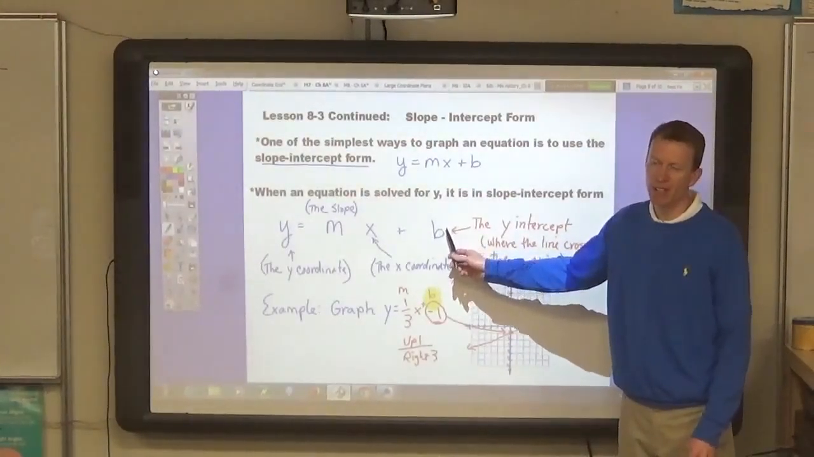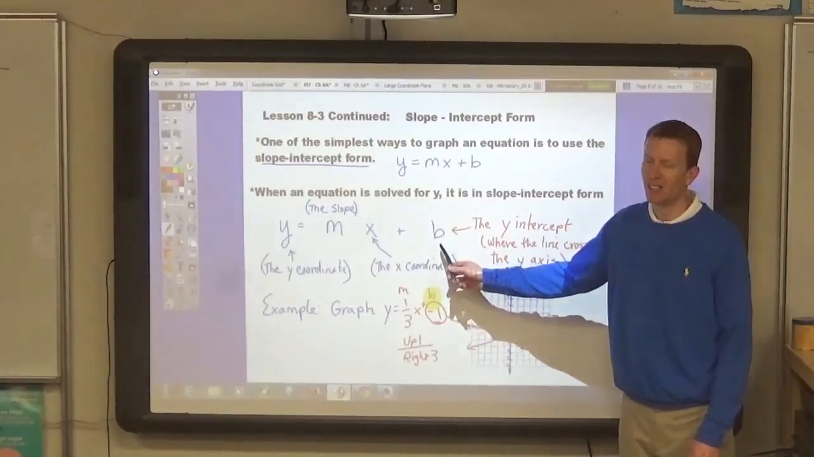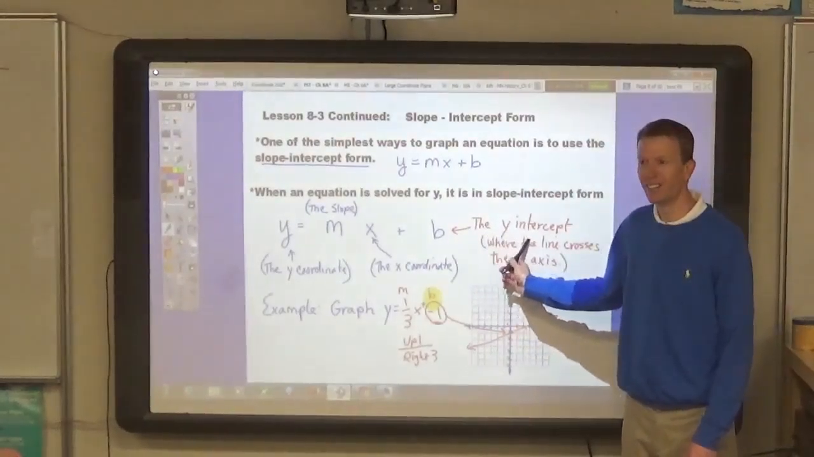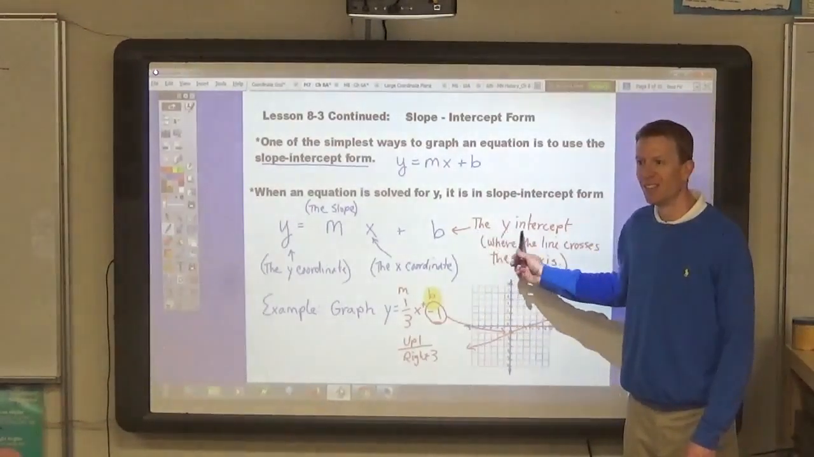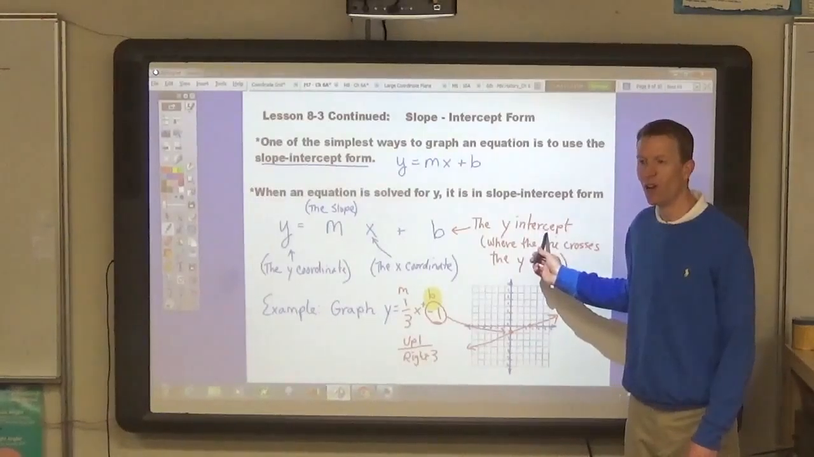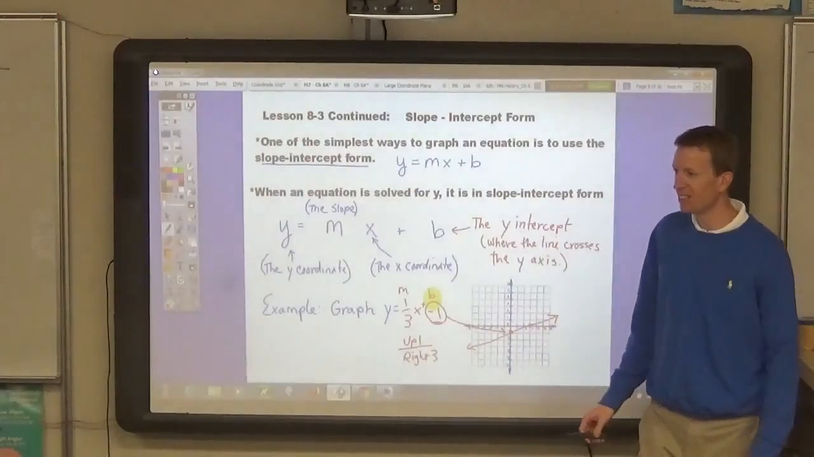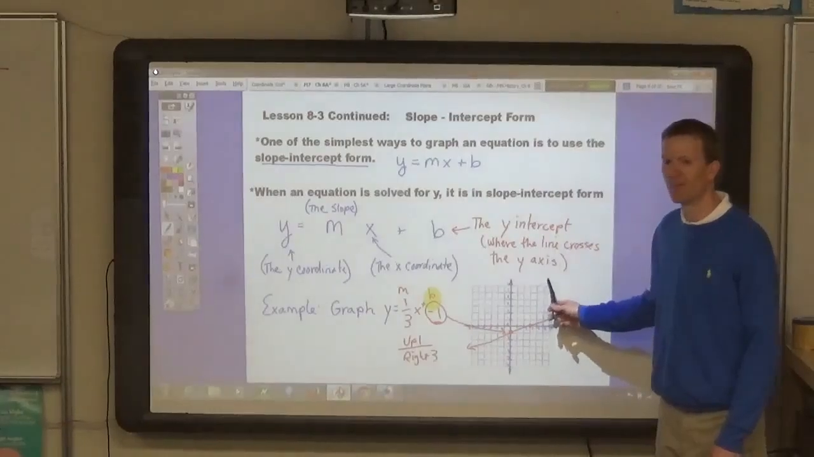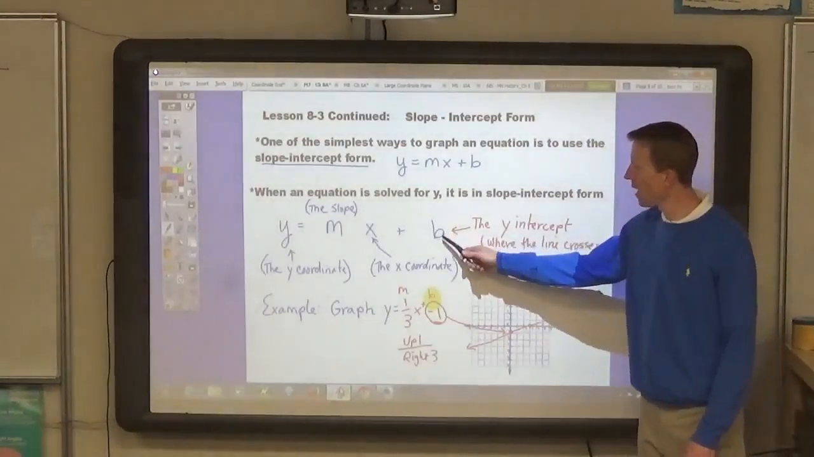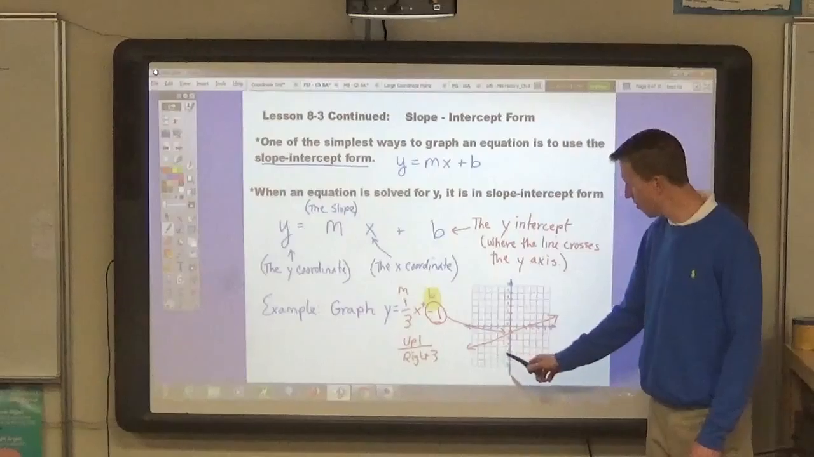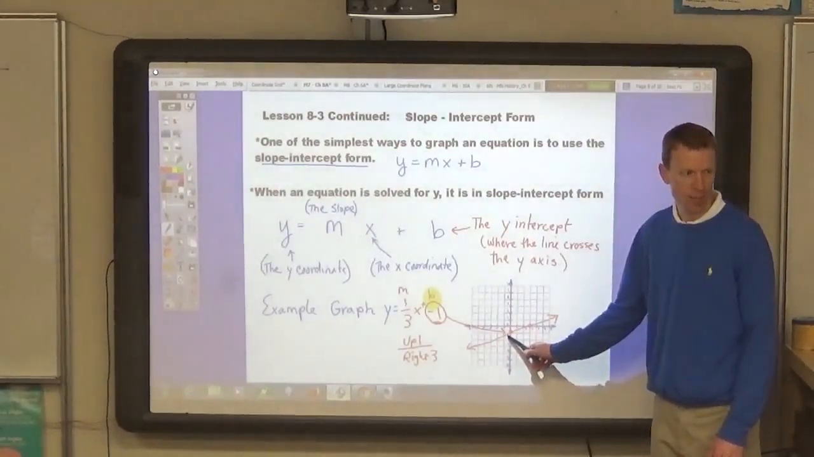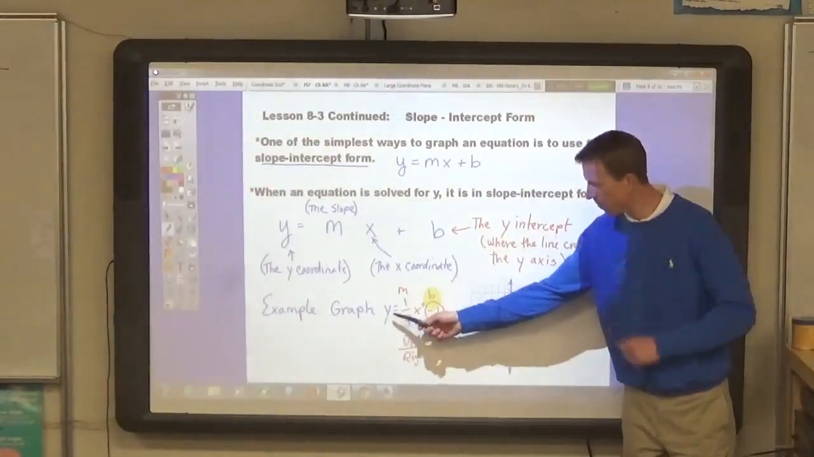And that's the what, Amelia? B is the, just read it. The y-intercept. Yep. And the y-intercept is what, Max? What does that mean? It's where the line crosses the y-axis. Right. So if you know what the y-intercept is, then you can mark that point as the first point from this equation. Okay? So look at this example.